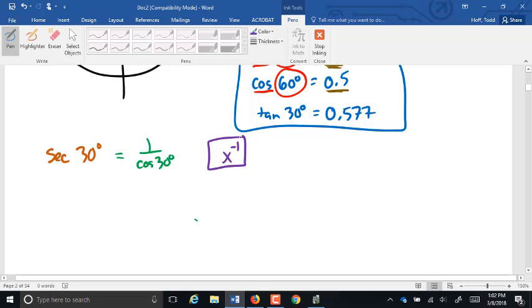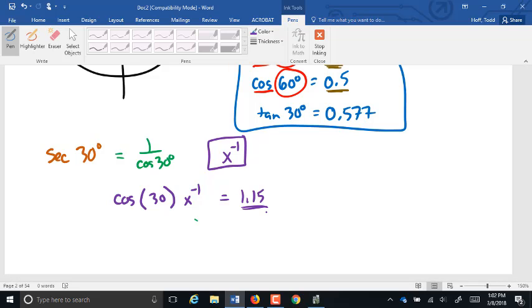Most of them have a key that's x negative 1. That is a reciprocal key. X negative 1 is the same as saying 1 divided by x. So what you can do is simply this. You do cosine. Most of your calculators give you an open parentheses. If they don't give you an open parentheses, we're going to have to adjust how you do this. Cosine, it gives you the open parentheses. Type in 30. You close the parentheses. Then you hit that x negative 1 key and hit equal. It should give you what? 1.15. Very good. So the secant of 30 degrees is 1.15.